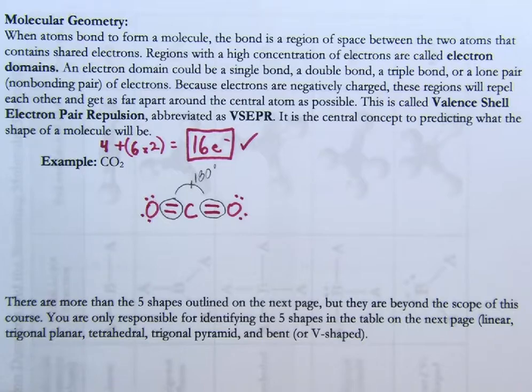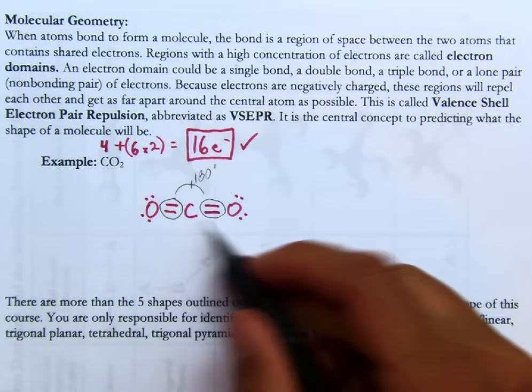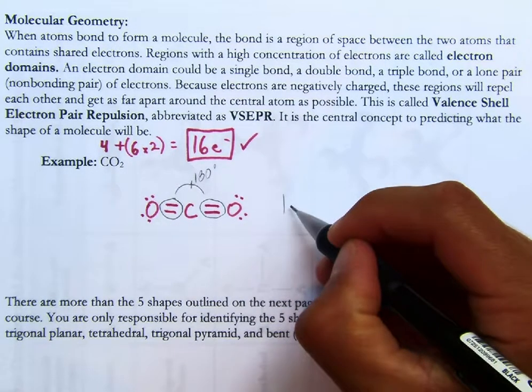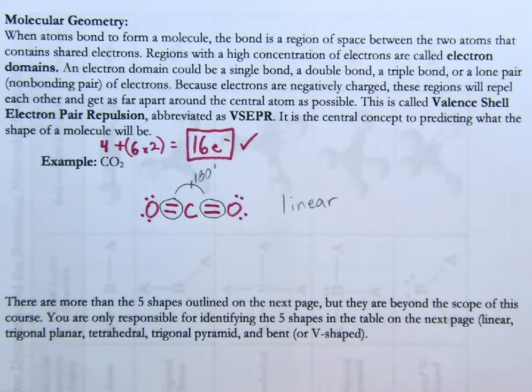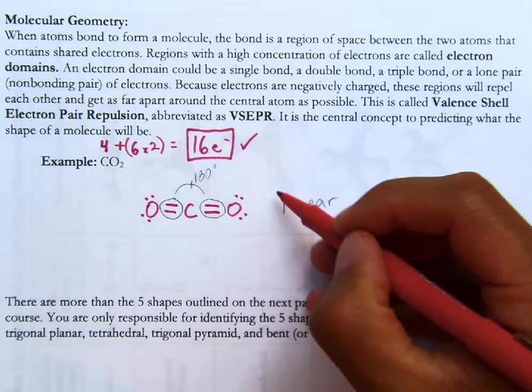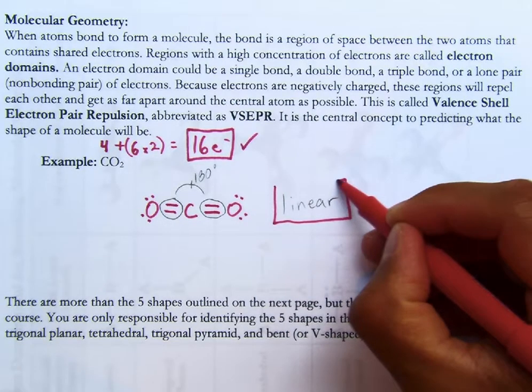This situation where you have 180-degree bond angles, this is a straight line. It's what's called linear. That's the shape of this molecule, linear.